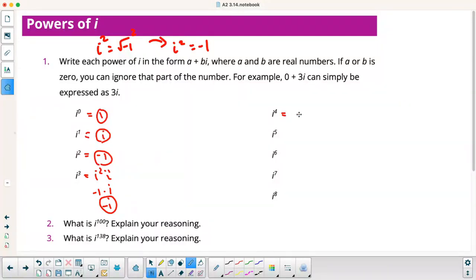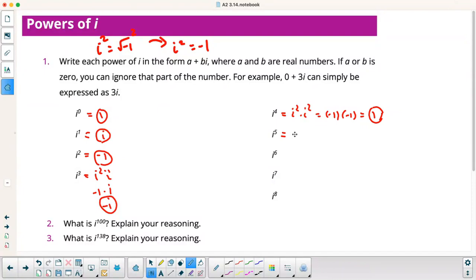i to the fourth. How many i squareds can you get here? I can get 2 of them. Every time you have i squared, it's -1. So what's -1 times -1? +1. So this is important to understand. i to the fourth is 1.